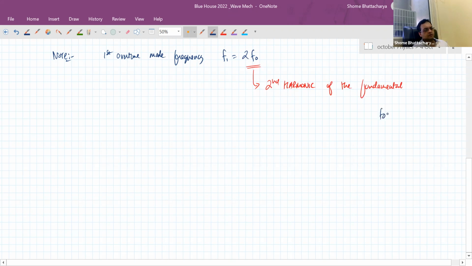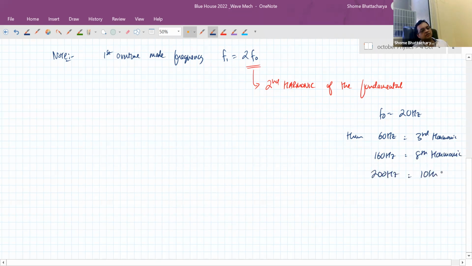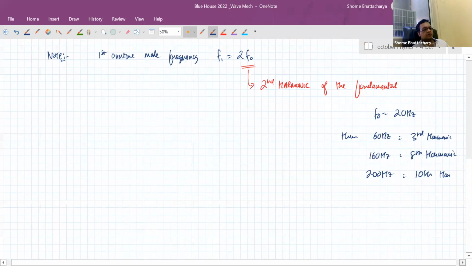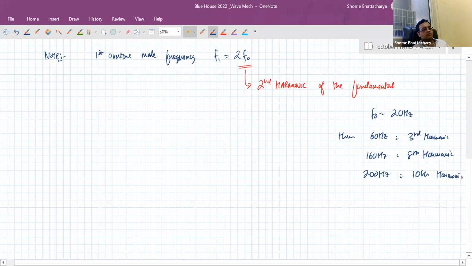So if F0 is, for example, 20 hertz, then 60 hertz will be called the third harmonic. 160 hertz will be called the eighth harmonic. 200 hertz will be called the 10th harmonic. So that is the meaning of the term harmonic in terms of resonant modes.